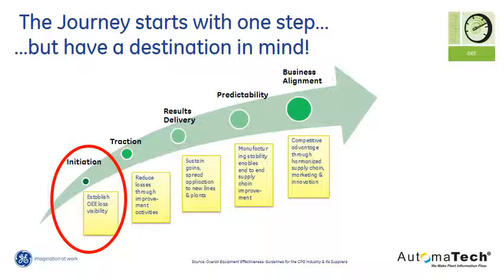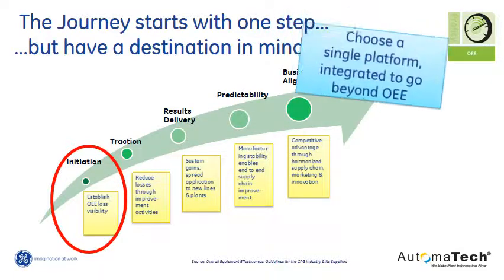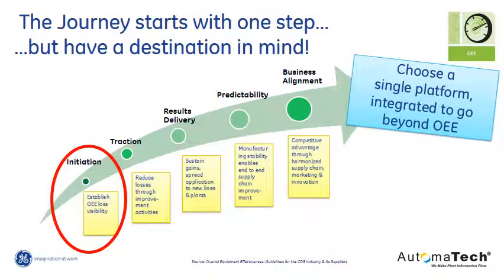our way towards an overall business alignment, an enterprise manufacturing system that goes beyond just efficiency, but reaches into the quality side, maybe in our batching and production management for scheduling and even genealogy so that we can do proper traceability. So when we're doing our initial assessment of which software package to choose, let's choose one that is a single platform, is integrated and ready to go beyond OEE. Let's not dead end ourselves with a smaller package.